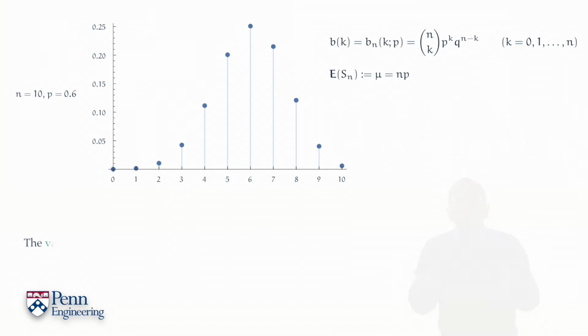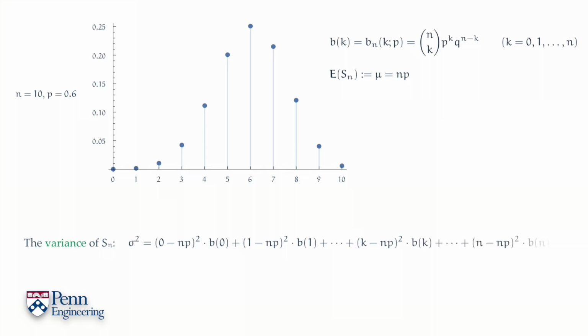We simply accumulate the weighted sum of squared distances from the expected value. This is called the variance of the binomial, the variance of the accumulated number of successes, and formally, it's written as 0 minus np the whole squared times the binomial probability at 0 plus 1 minus np the whole squared times the binomial probability at 1. The generic term is, if one has k successes, the squared deviation from the center is k minus np the whole squared. You multiply that by b of k, the weight attached to that likelihood, and sum over all possibilities. We have a weighted sum.